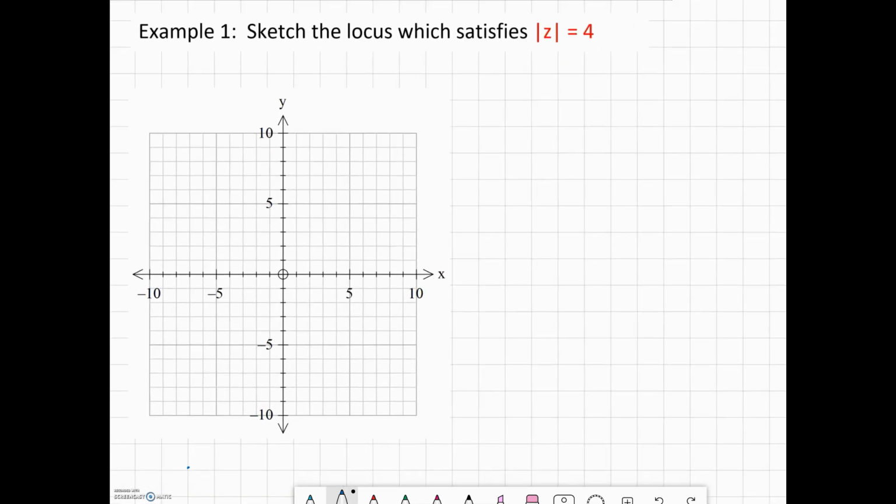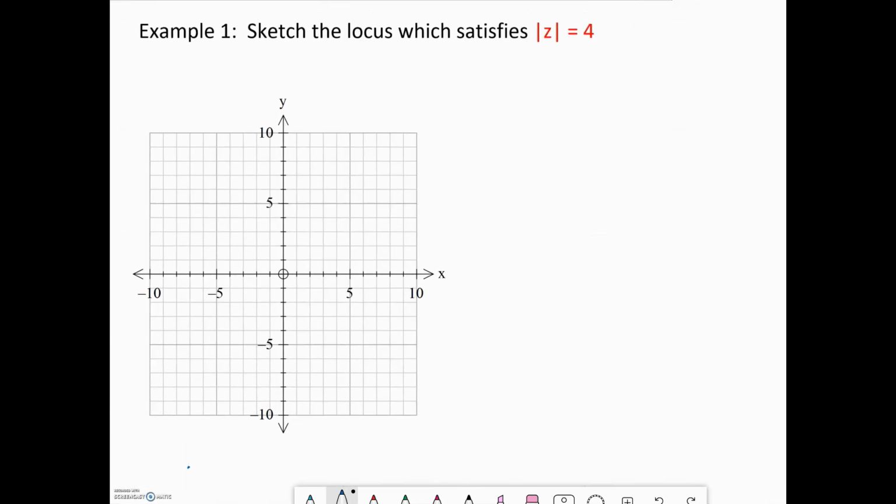We're asked to sketch the locus which satisfies modulus of z equal to 4. So what is modulus of z? Modulus of z is the distance of z from the origin. So we're looking for complex numbers which are 4 units away from the origin.